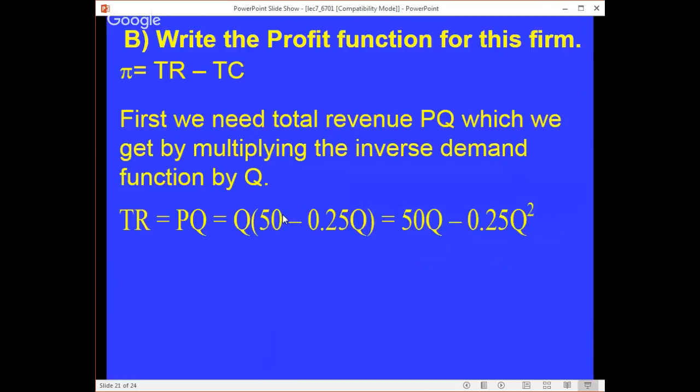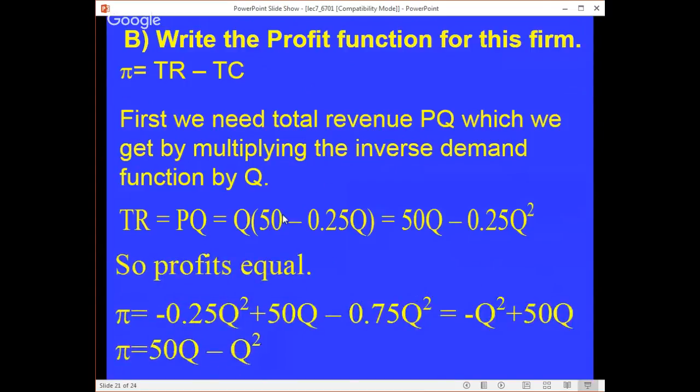Okay, so now the profit function, I subtract off my total costs, and I get the following. 0.25 plus 50q minus 0.75 q squared. I have q squared here, negative and negative. That gives me just q squared, so I get 50q minus q squared. Questions?